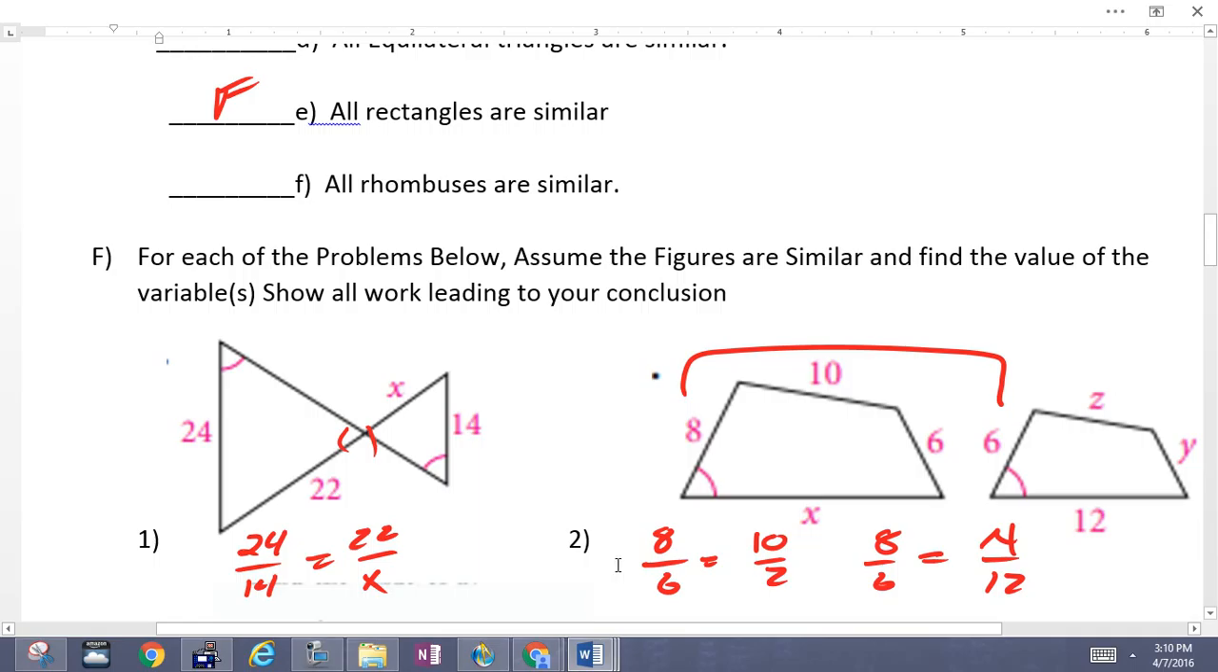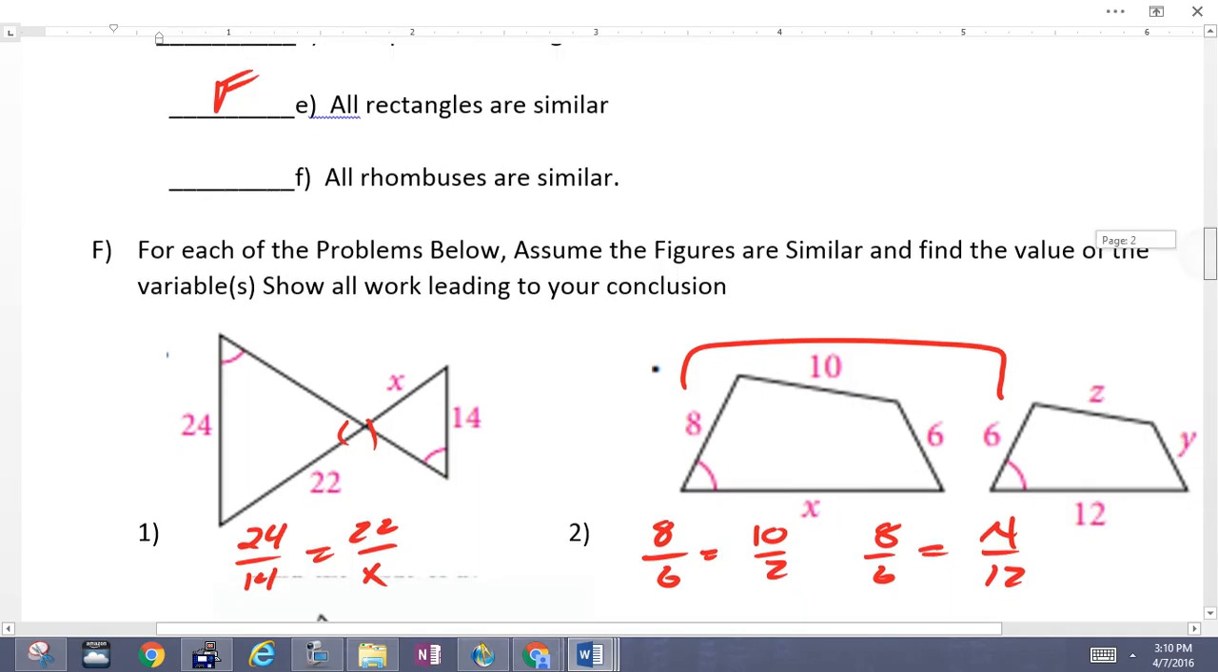Here, we have information regarding two sides which are corresponding. 8 is to 6. Of course, I would reduce that to 4 to 3. And 4 to 3 is equal to 10 over z. 4 to 3 is equal to x over 12. 4 to 3 is equal to 6 over y. Solve for the unknown values.